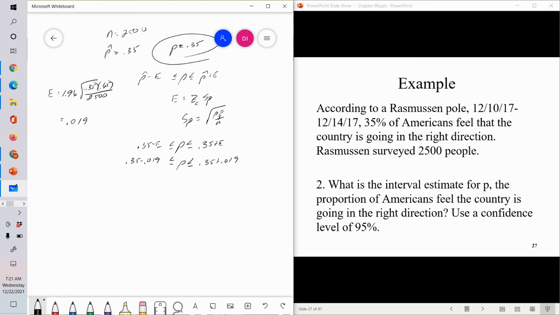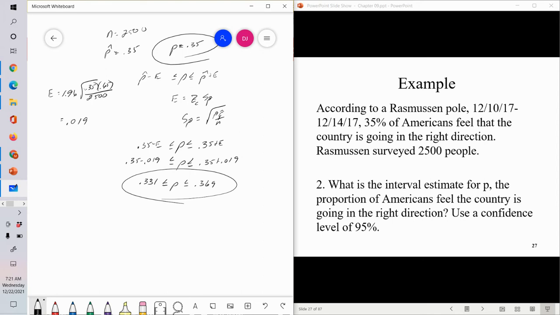So 0.35 minus 0.019 is 0.331, less than or equal to p, is less than or equal to 0.35 plus 0.019. So that's 0.369. And here is my interval estimate. You're also going to want to be able to translate that into words.